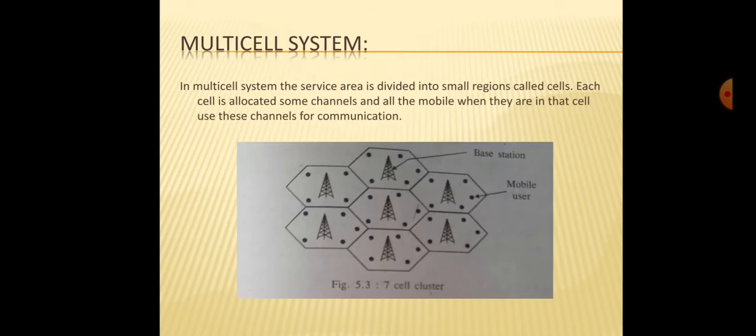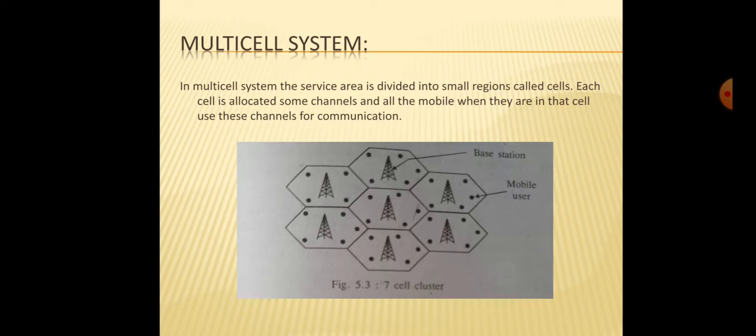The next one, multi-cell system. Here in the multi-cell system, the service area is divided into small regions that are called cells. Each cell is allocated some channels. All the mobiles, when they are in the cell, use these channels for communication. You can see over there is a base station in each cell. Mobile users will be around the base station, that is cell clusters, you can see in the diagram.